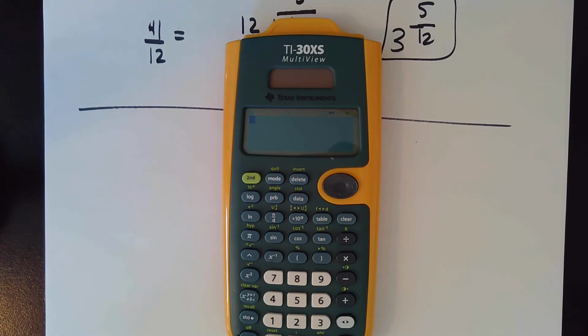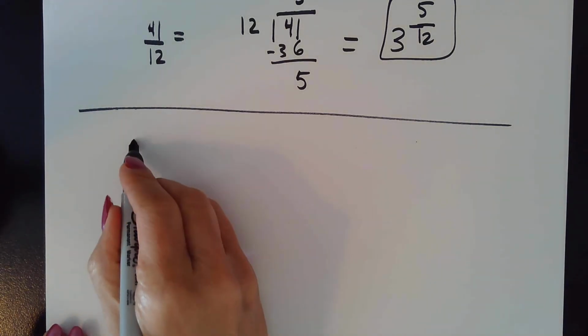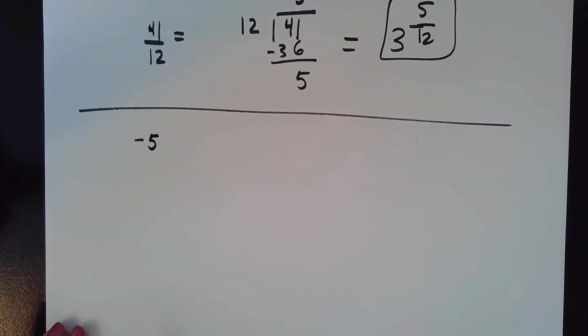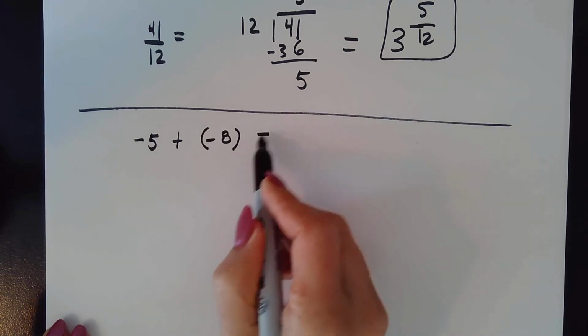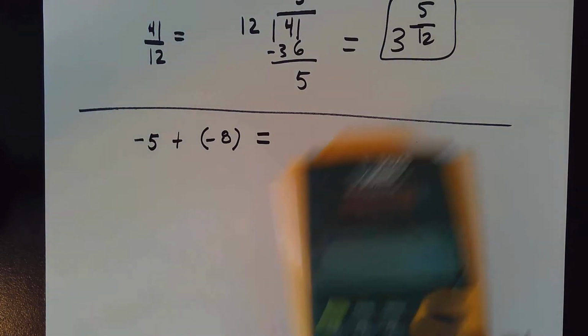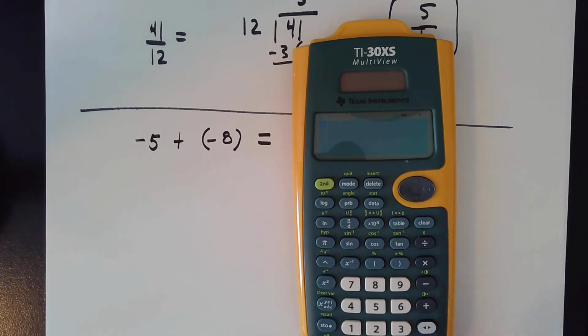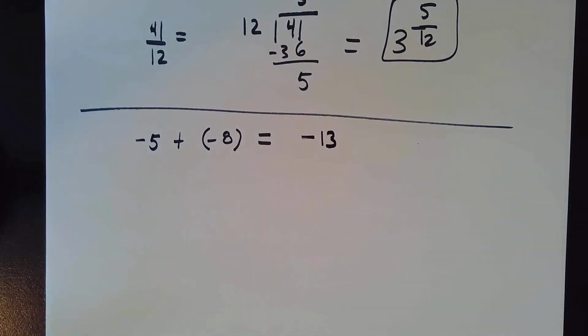So for example, suppose you need to do the following problem: -5 plus parentheses -8. What does that equal, right? Well, if you use a calculator, it's going to be super easy, right? You put -5, plus, and then I'm going to add a parentheses, -8, and then you have the answer, -13. Now, what if you don't have a calculator? How would you answer this question?